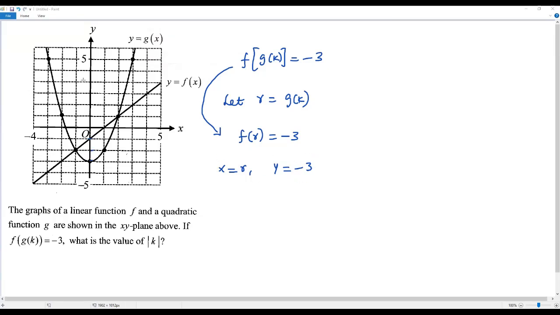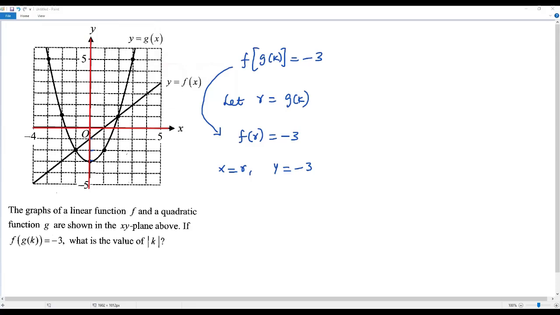Before that, first let me draw the x-axis and y-axis in a different color. Let me use the red color to draw the two axes, x-axis and y-axis. Let me draw the x-axis over here. Okay, now I've drawn the x-axis and y-axis in a different color.